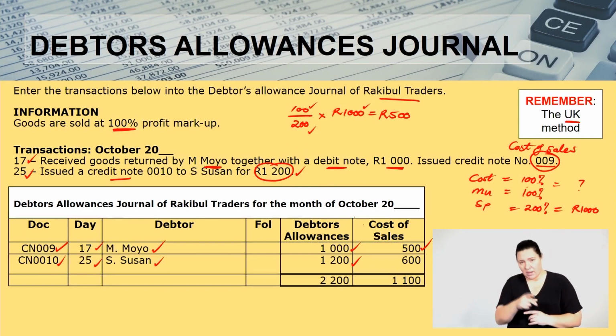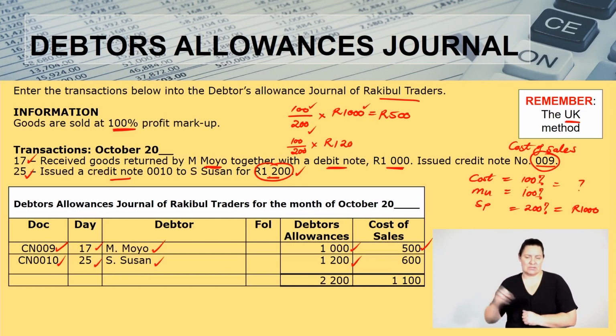But now, remember, cost of sales, what is it that you want? You want 100. What do you have? 200. How much do we multiply here with? Yes, you must use your 1,200. Please quickly punch that in your calculator. And then you will get 600 rands. This is how you get the 600 over here.